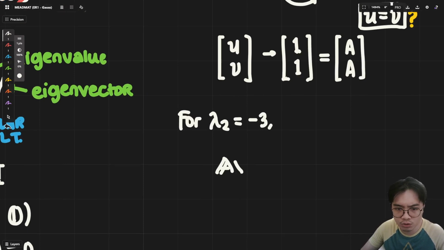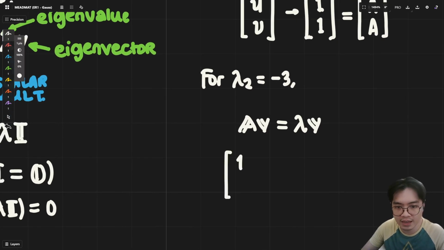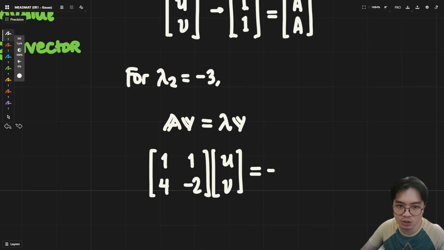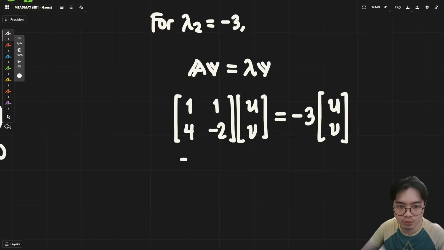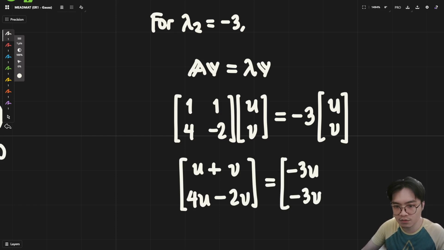But again, we go to this AV is equal to lambda V. And now what you're going to see in here is A is 1, 1, 4, negative 2. And then you have your V, which is, again, say for example, just U and V. And then this thing is lambda, so that is negative 3 times U and V. And if we put all of these together, we will get U plus V, and then 4U minus 2V is equal to negative 3U, negative 3V.